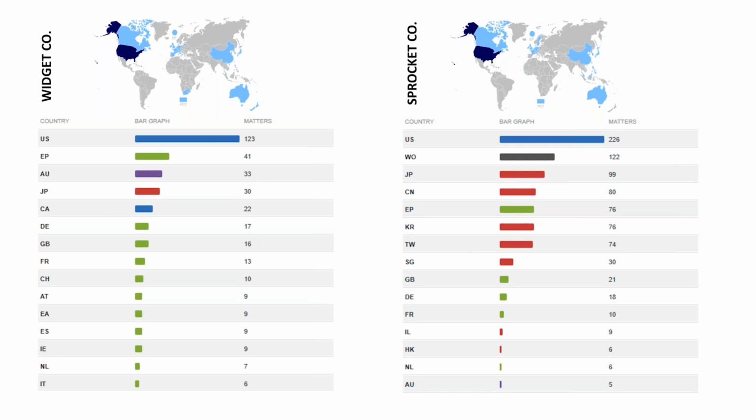Yeah, and I like how the maps don't look too terribly different. No. But when you just step back and look at the bar charts, I can see a lot of green, so a lot of European focus on WidgetCo, and I can see a lot of red, a lot of Asia focus on SprocketCo. You also notice that SprocketCo has a clear PCT filing strategy with their WO matters up near the top, where WidgetCo doesn't. They're more direct national phase.